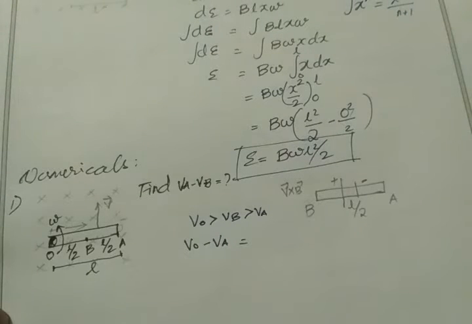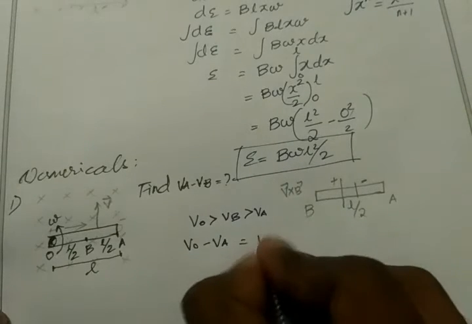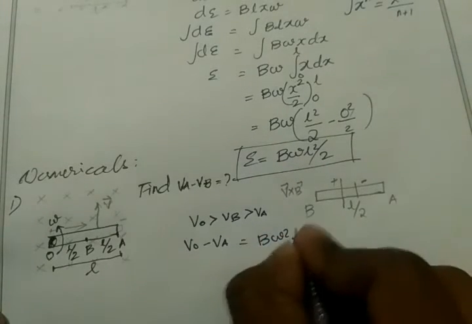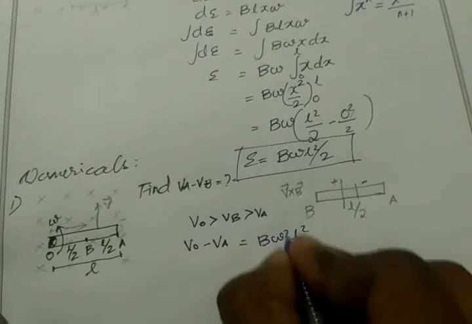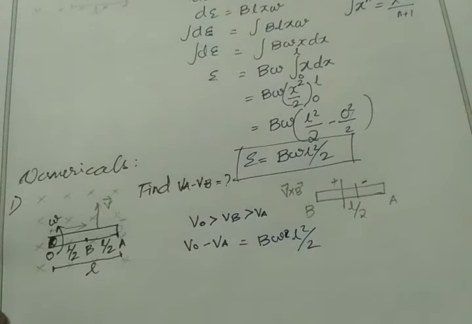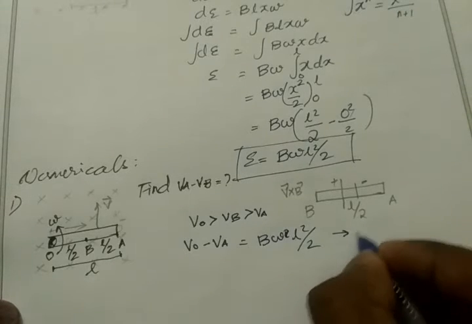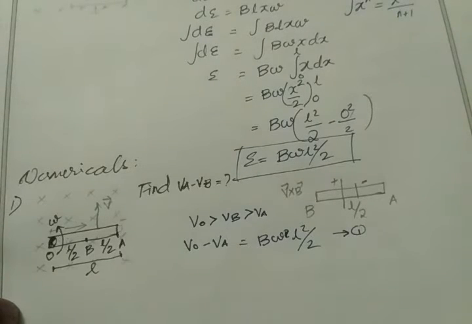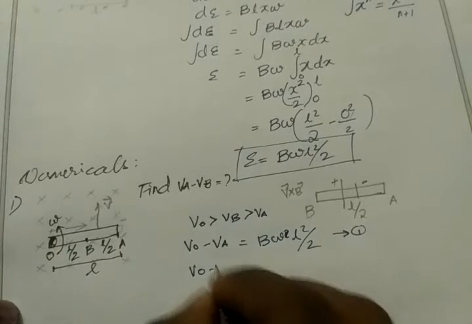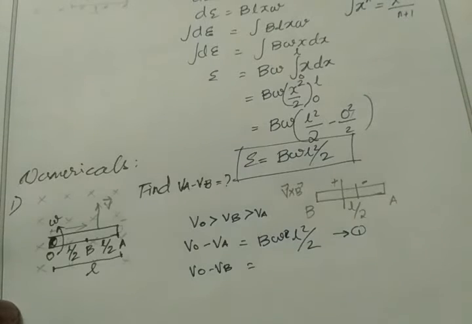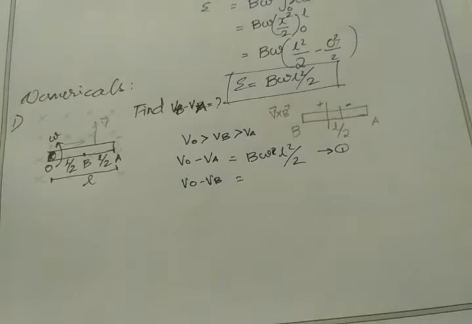What's the formula? We found it already. When a rod rotates in a magnetic field, we have this equation: B omega L square by 2. Correct? So I take this as equation 1. Then we find VO minus VB. The actual question is VB minus VA. Kindly change it. We have to find VB minus VA.